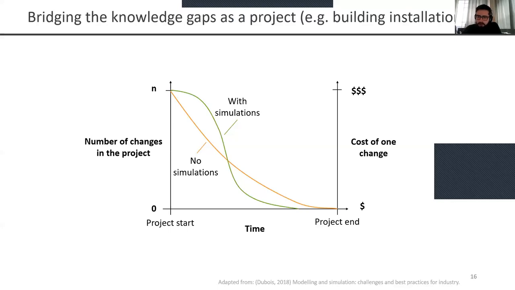These curves also tell us something about the costs of the whole project. In the beginning, when we haven't built anything yet, the changes in the project itself are relatively easy. But when the installation is already built, we cannot apply changes that easily. They will take time, and additionally, they will cost us much more. So this is the curve for the cost of one change in the project. We see on the graph that with simulation, in the time when the changes cost us the least, we have the most changes. And then when the project is going to the end, we do not apply that many costly changes. So in summary, with simulations, the projects are a bit shorter and less expensive.